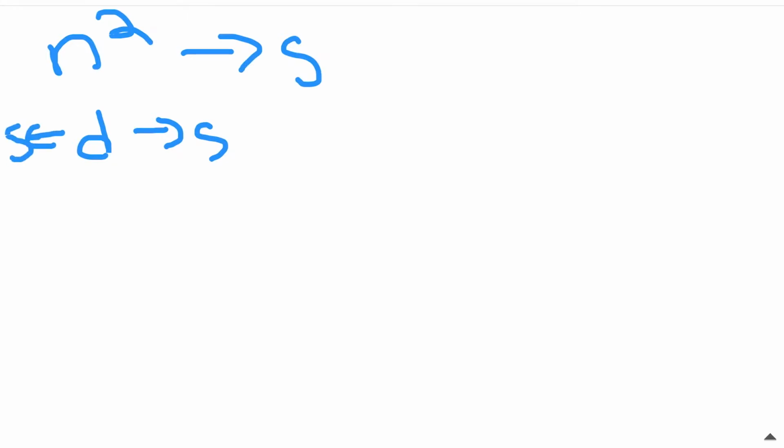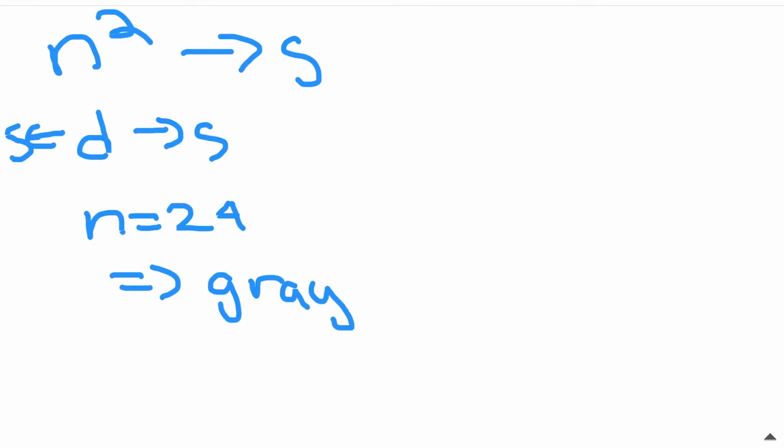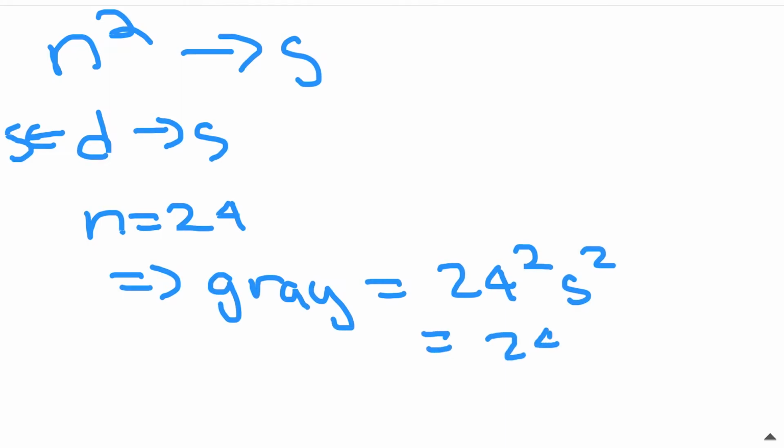Here we have n square gray squares, each with a side length of s. Similarly, we have a bunch of white areas in between, each with width d. In this problem, we are given that n equals 24. From this, we know we have n squared, or 24 squared gray squares, each with area s squared. So the area of all of the gray squares is 24 squared times s squared, which can also be expressed as 24 times s whole squared.